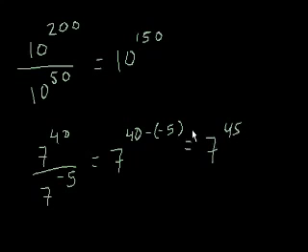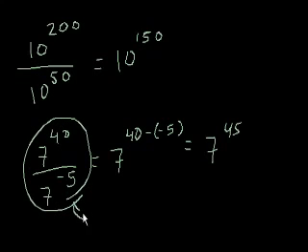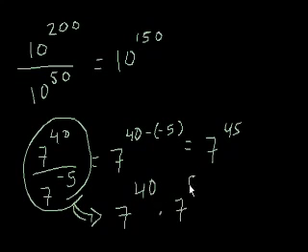And I want you to think about that. Does that make sense? Well, we could have rewritten this equation as 7 to the 40th times 7 to the 5th, right? We could have taken this 1 over 7 to the negative 5 and turned it into 7 to the 5th. And that would also just be 7 to the 45.